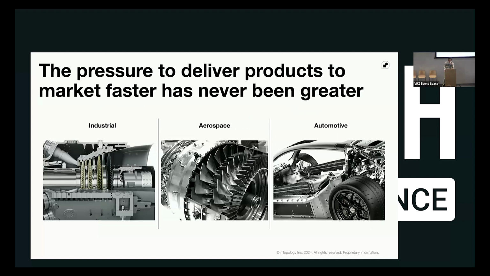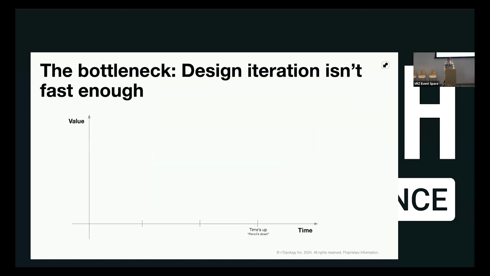So all this really matters, the implicit tag and design automation. The reason this matters in engineering is that there's a lot of pressure to deliver products to market faster. Pretty simple use case. This is happening in industrial, aerospace, and automotive. When I say parts or assemblies, these are the types of assemblies I'm talking about: turbo machinery in industrial, turbines in aerospace, and brackets and structural components in automotive. The bottleneck that we've identified at nTop is that design iteration isn't fast enough. And in engineering, it's a pretty linear workflow where iterations happen and then there needs to be a revision.